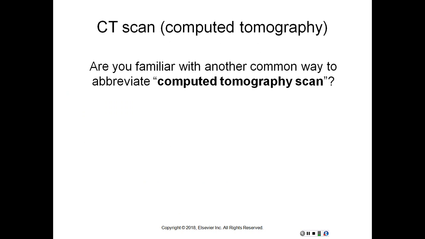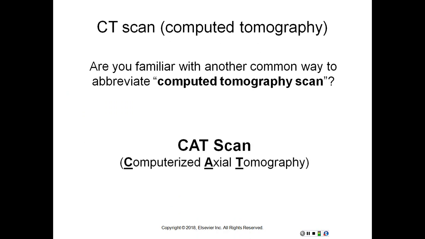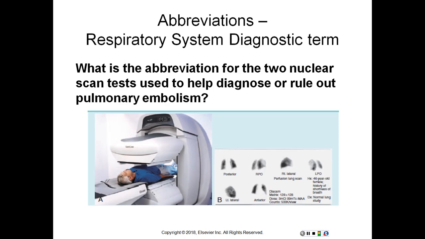Here they're asking, are you familiar with another common way to abbreviate computed tomography scan, which we just did in the previous example? Now you can also do it as a CAT scan, CAT, which stands for computerized axial tomography. So the only difference is they're putting the word axial in the term. What is the abbreviation for the two nuclear scan tests used to diagnose or rule out pulmonary embolism? That is going to be a VQ scan, or a lung ventilation perfusion scan.